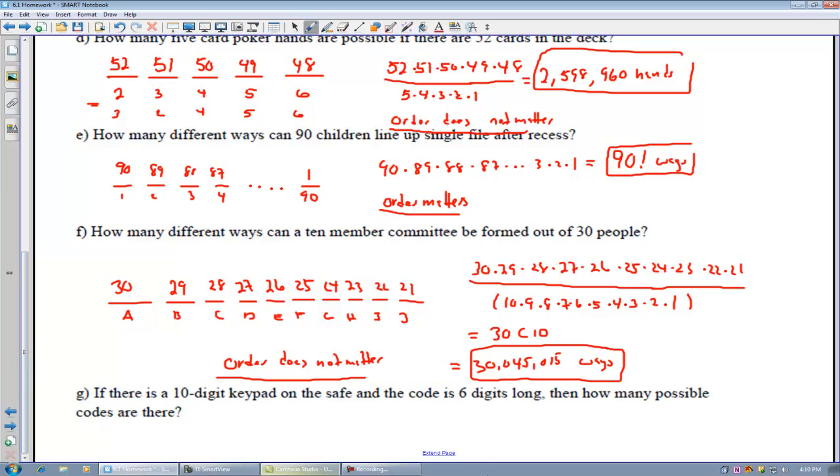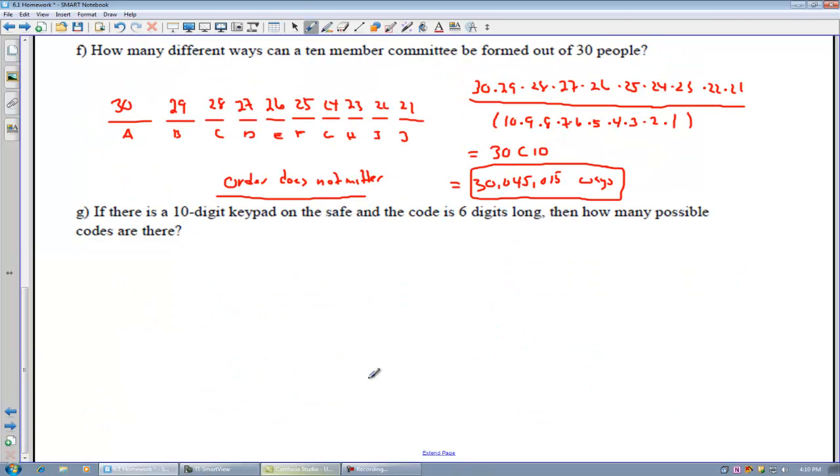Okay, last one. All right, so if there is a 10-digit keypad on the safe and the code is 6 digits long, then how many possible codes are there? All right, so the idea is you have 6 spaces, 1, 2, 3, 4, 5, 6. And of course you have 10 choices for the first space. It could be any of those 10 digits. All right, 10 digits for the second, 10 for the third, 10 for the fourth, 10 for the fifth, 10 for the sixth.